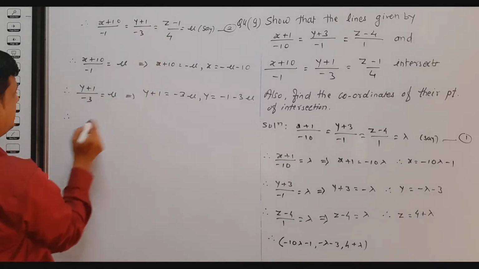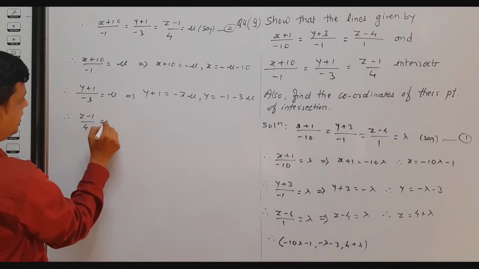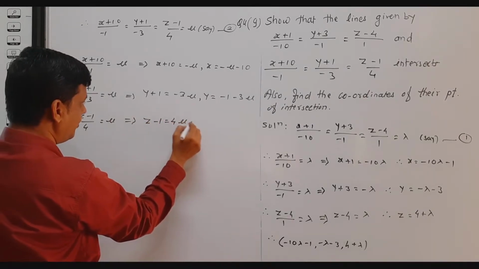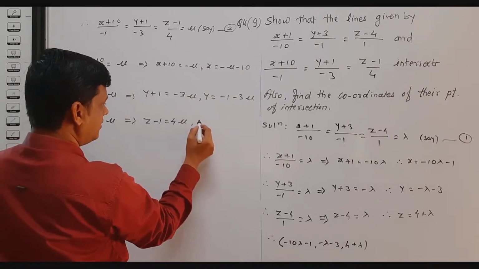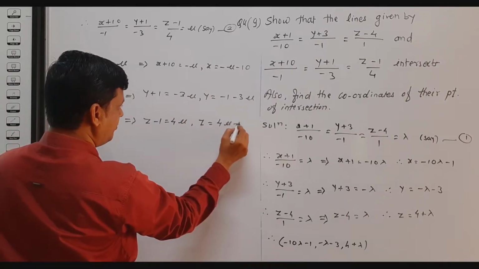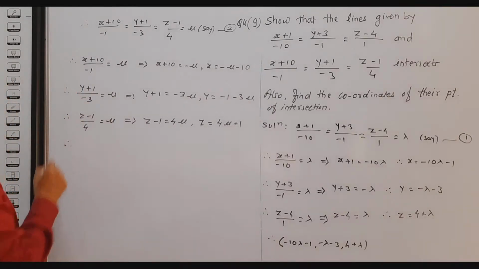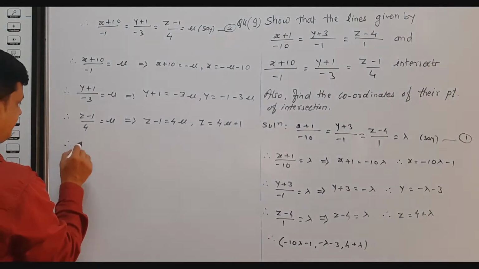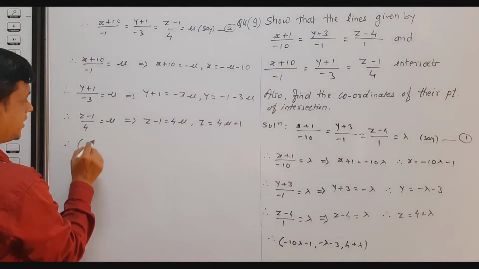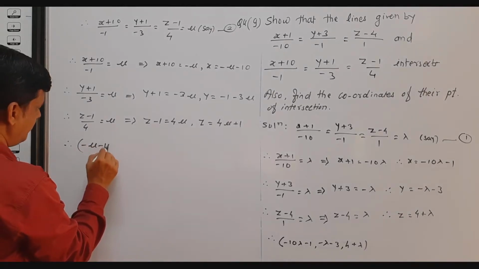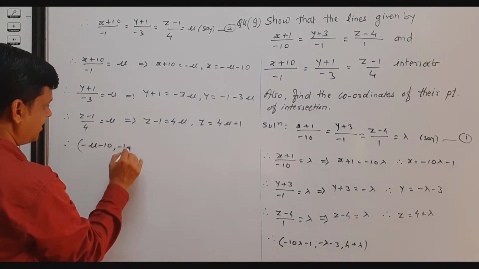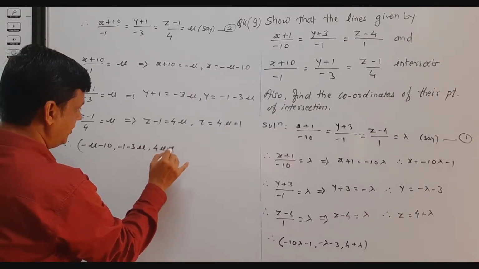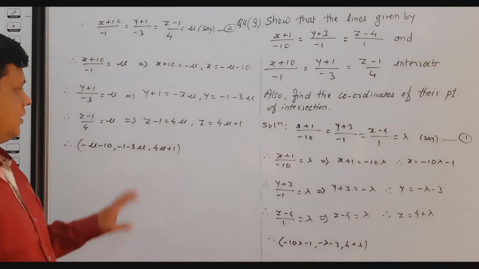Now see the third value. (Z minus 1) upon 4 is equal to mu implies z minus 1 is equal to 4 mu. So we get z is equal to 4 mu plus 1. Therefore, the point on this second line, in terms of mu, is: first x coordinate is minus mu minus 10, second y coordinate is minus 1 minus 3 mu, and third is 4 mu plus 1.